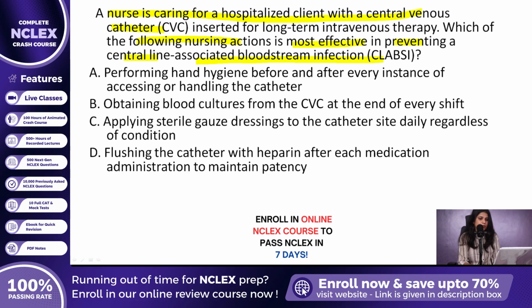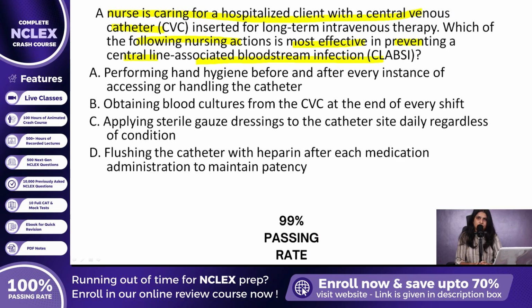Let us go through the options to determine which nursing intervention plays the greatest role in infection prevention. Here are your choices. Option A, performing hand hygiene before and after every instance of accessing or handling the catheter. Option B, obtaining blood cultures from the central venous catheter at the end of every shift. Option C, applying sterile gauze dressings to the catheter site daily regardless of condition. Option D, flushing the catheter with heparin after each medication administration to maintain patency. Now, let us examine which action stands out as the top priority based on infection control principles.